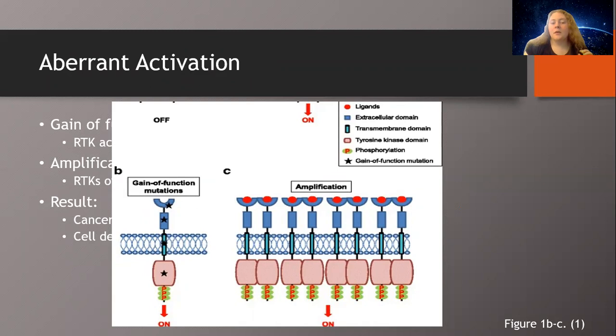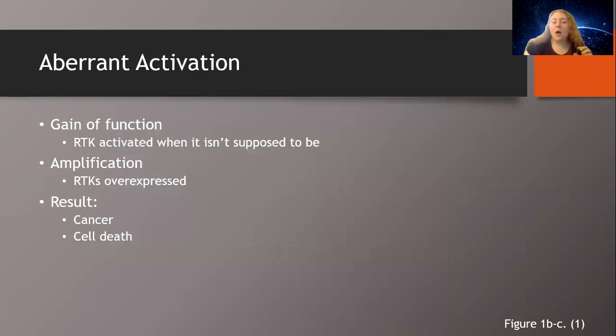ligand binding. For amplification, in this particular figure, it shows that there are way more RTKs being expressed on the cell membrane than there should be, and therefore there's more signaling than what should normally happen. But the big point of amplification is that not only is the RTK signal being expressed, but it is being overexpressed in some way. Often, this abnormal activation will lead to cell death, but it is also very commonly seen in a lot of different cancers.